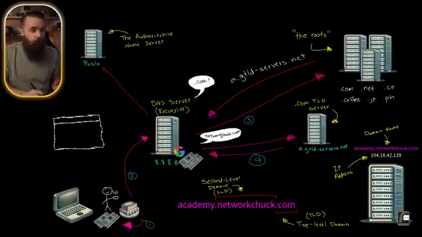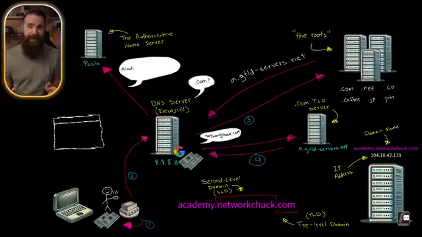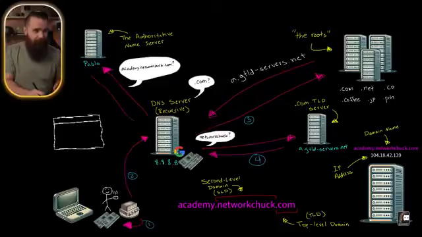So Google sends one last DNS query. Please, sir, you're the last step on my journey. Do you know the IP address for academy.networkchuck.com? And guess what? Pablo does. Pablo does. Pablo knows everything about the domain networkchuck.com.